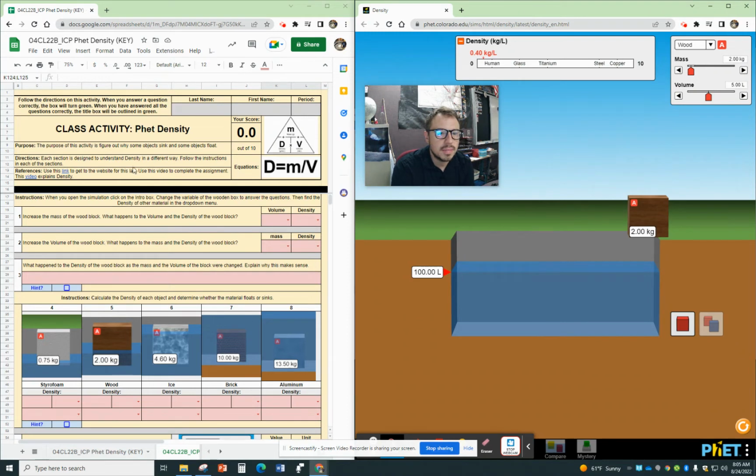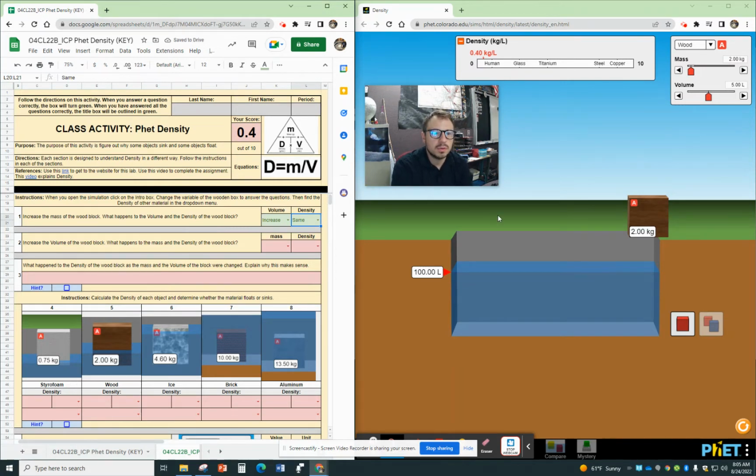Now it says increase the mass of the wood block. What happens to the volume and what happens to the density of the wood block? If I increase the mass, you can see the volume goes up. But notice the density is up here, and the density doesn't change. The volume goes up, but the density remains the same. You have to get both of those correct.